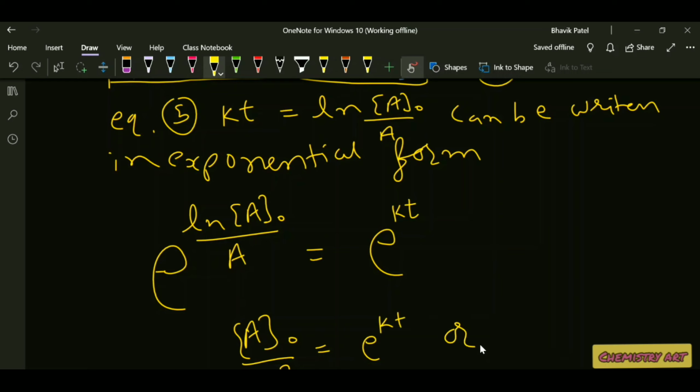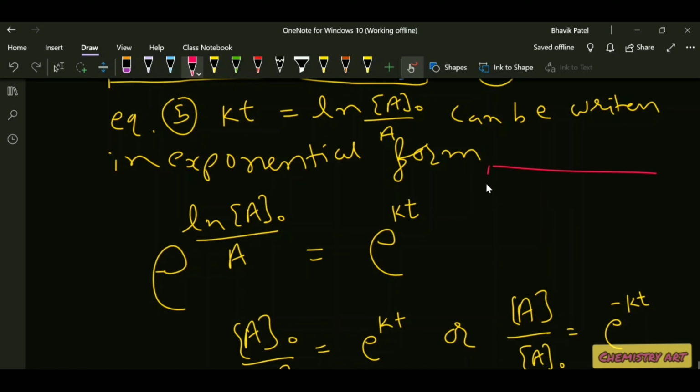Or we can also write this equation like this: A by A naught is equals to e to the power minus kt. Let's see how this equation came. One of the formulas we have is a to the power log base a of x is equals to x. So this factor will be 1.